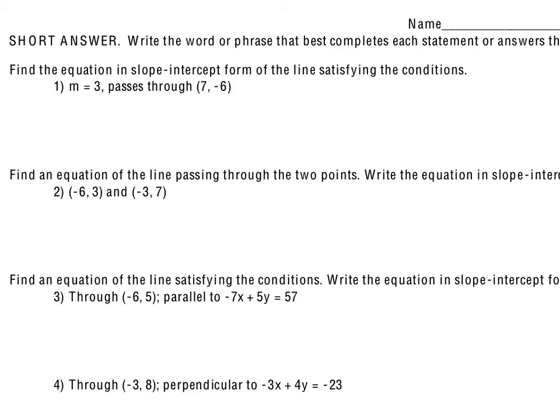Today we're going to be focusing on working with some linear equations and inequalities. We start with question 1. We're going to find an equation in slope-intercept form of the line that satisfies these conditions. So we're looking at a slope of 3 and it goes through the point (7, -6).